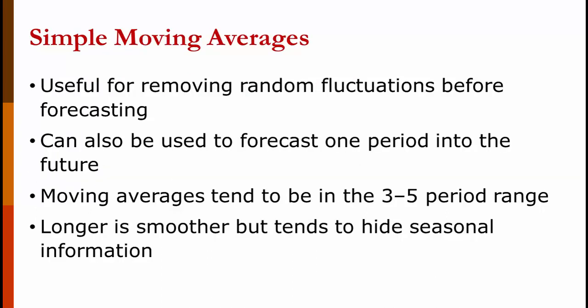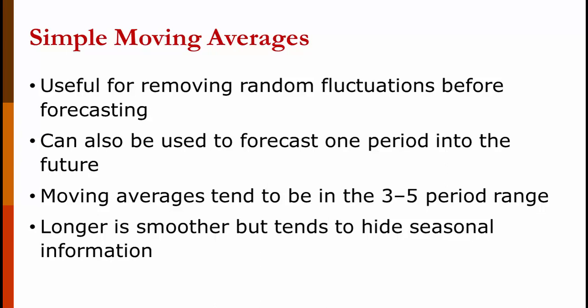The first technique we're going to talk about is simple moving averages. While you can forecast one period in the future with simple moving averages, they're mainly used for smoothing out variations in the data before you begin the forecasting process. As such, they're sometimes called a data smoothing technique. We tend to use averages in the 3 to 5 period range.